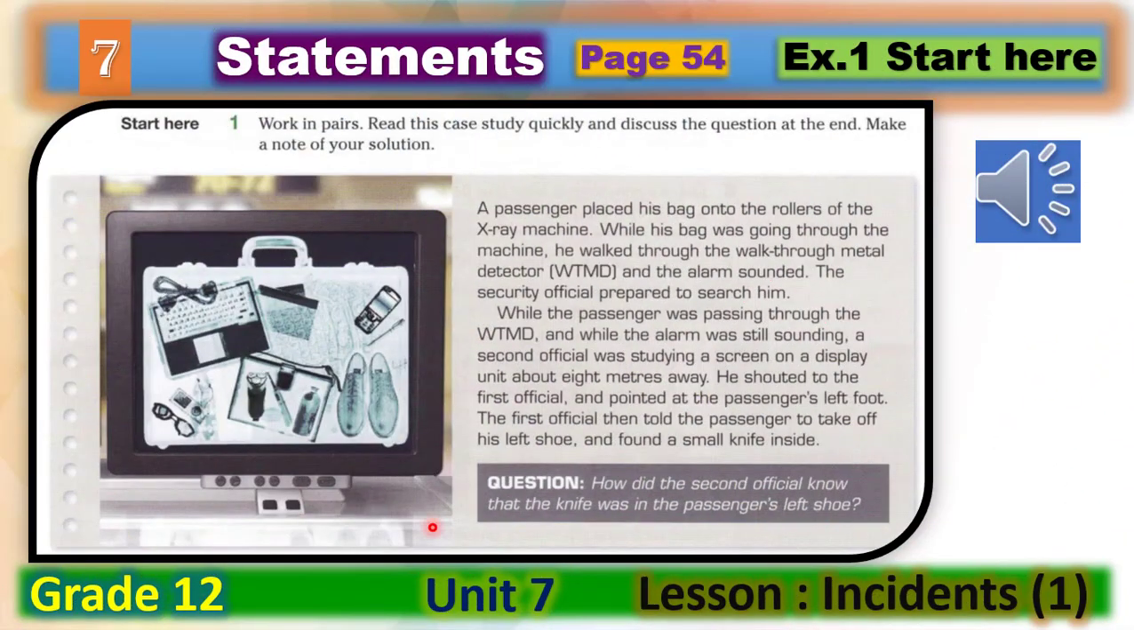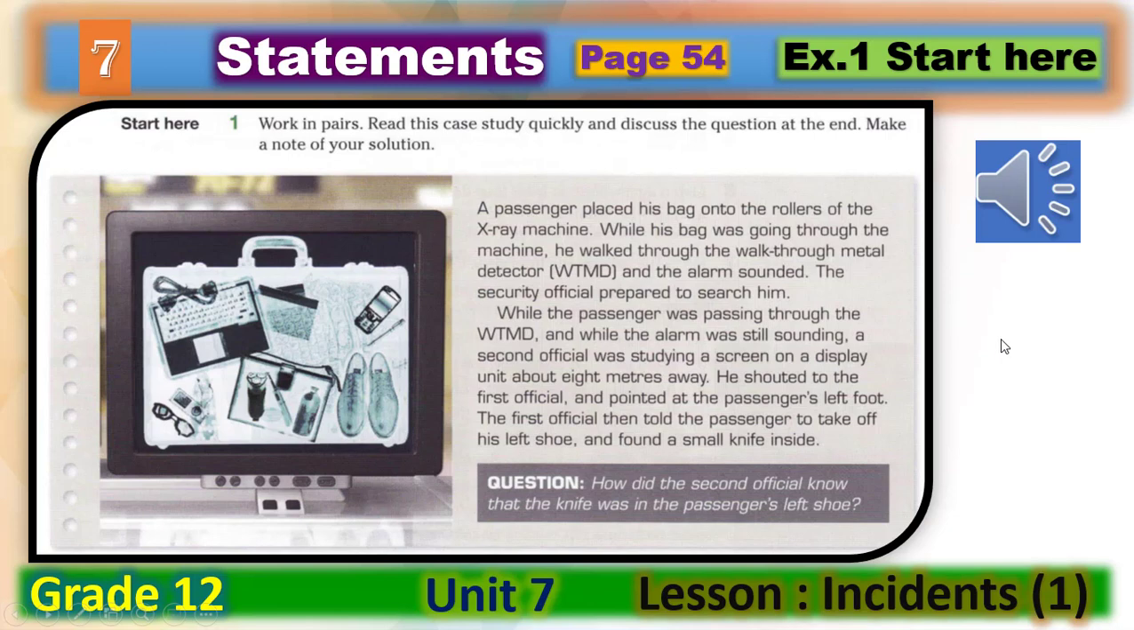Now please open your course book, page 54, exercise 1, start here. Your job is to read this case study quickly and discuss the question at the end. Make a note of your solution. I'm going to let you listen to the case study, and I want you to follow with your eyes and read carefully to find the answer to this question here at the end. How did the second official know that the knife was in the passenger's left shoe? Okay, are you ready to listen and to follow?